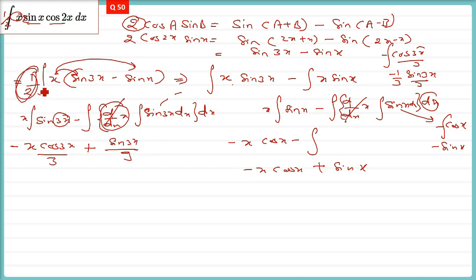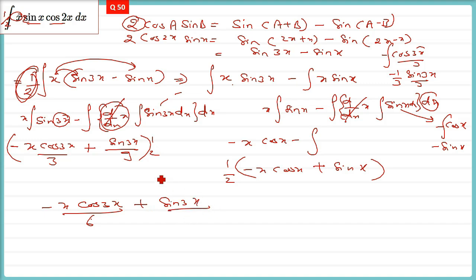But we have a half also. So let's multiply everything by half. This one also by half. And then we'll combine them. So negative x cos 3x, 3 and 2 will form 6. 3 into 2 is 6. And plus sin 3x, and 9 and 2 will form 18.